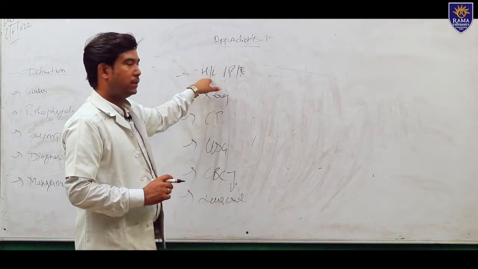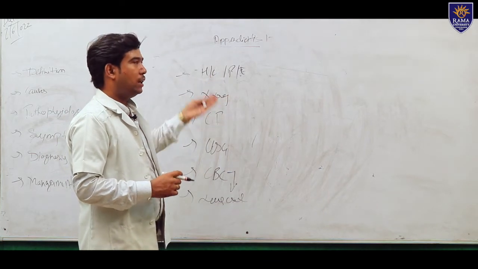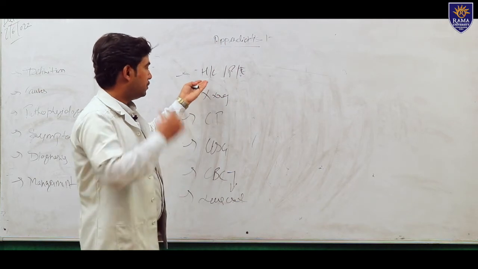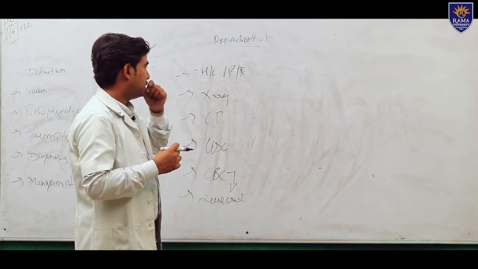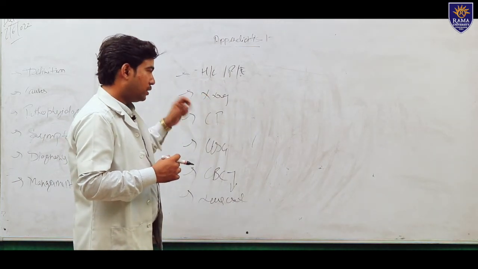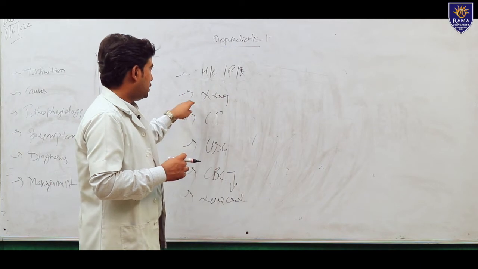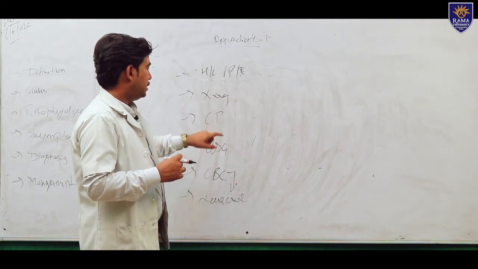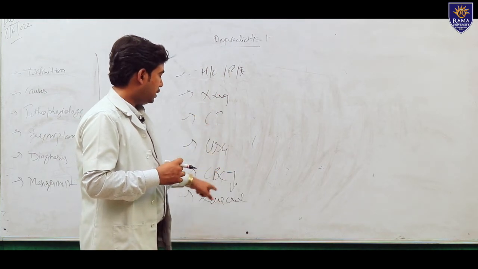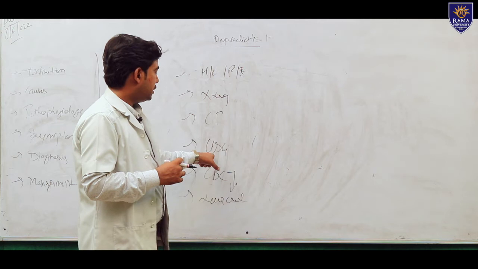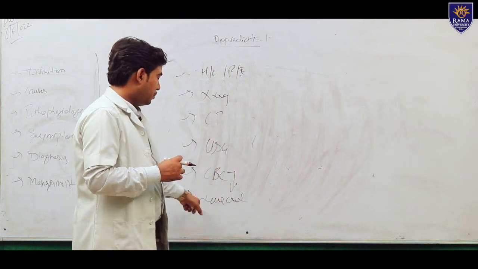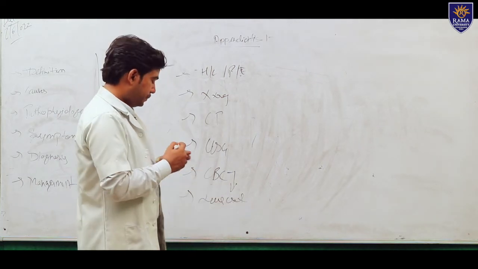First, history collection: how many times in the past the patient has had appendicitis. In the physical examination, we see what problems the patient is feeling. Next is X-ray, and we can do a CT scan and USG, which means ultrasound, and CBC means complete blood count. Here we majorly check the leukocyte count.